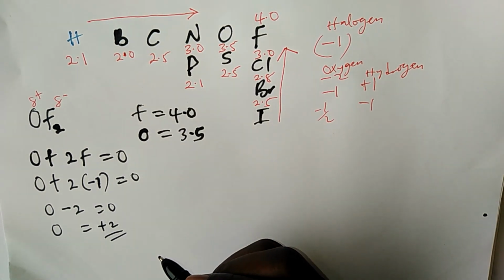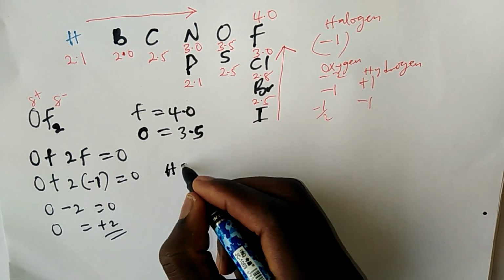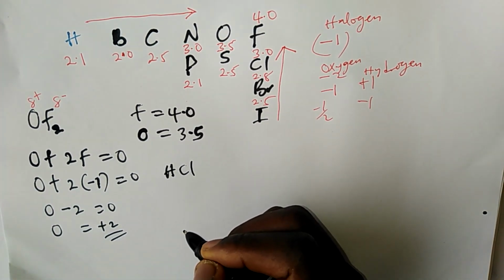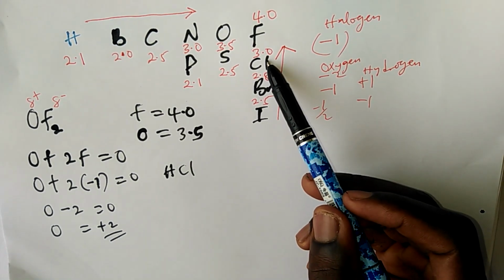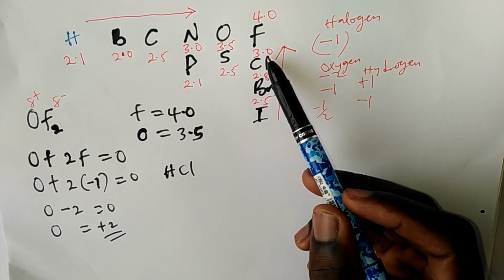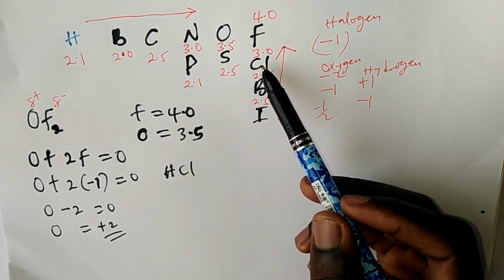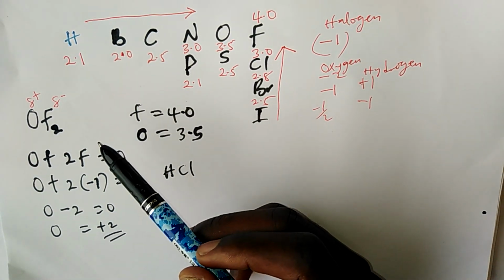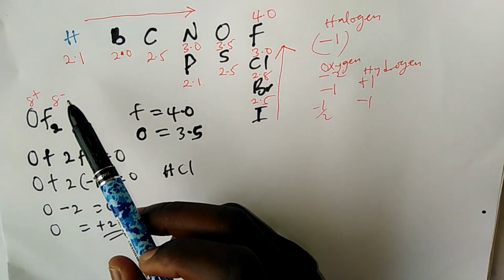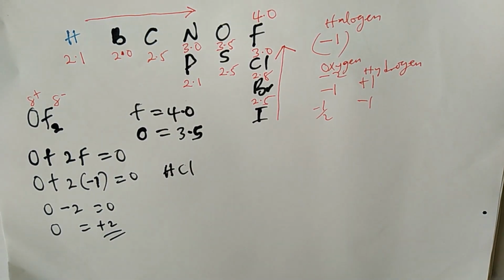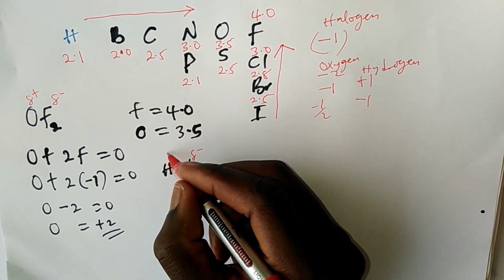Let's take another example. Let's say we have hydrogen chloride, right? Now we know that chlorine here has a 3.0 electronegativity value. That is En value. I can just abbreviate it as En value. 3.0 En value, and then hydrogen has a 2.1 En value. Therefore, chlorine is partially negative because it carries more electronegativity, and then hydrogen is partially positive.